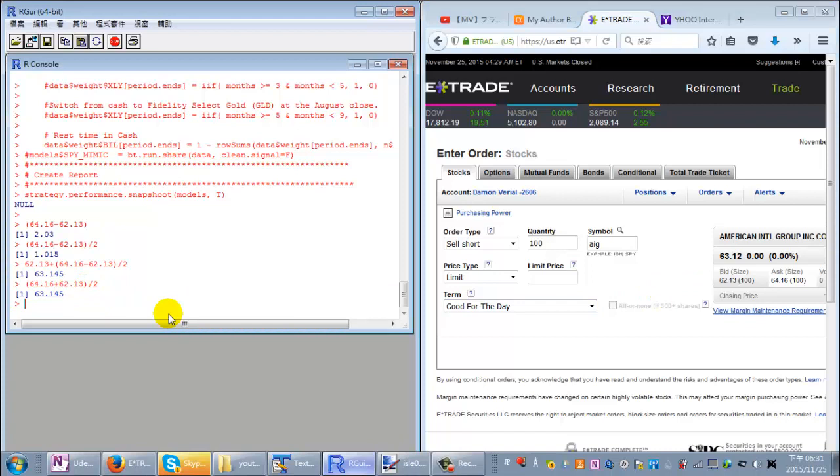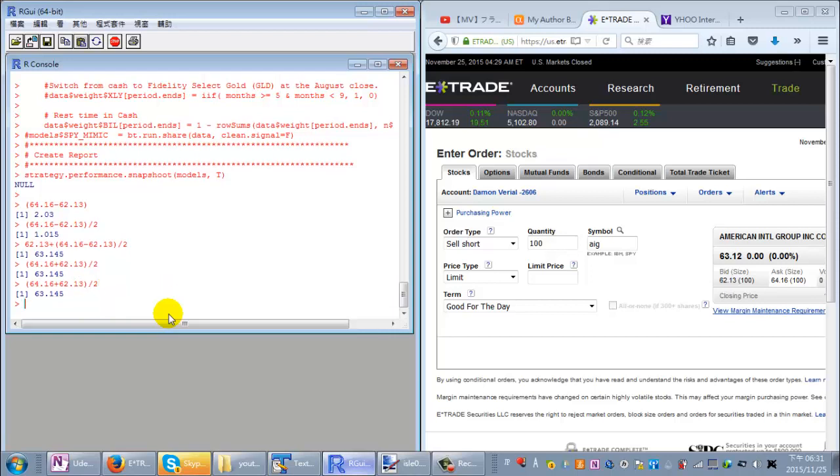Well, it looks like it changed since I've done it. Okay, oh no, it hasn't. Okay, so this is the ask price, 64.16, plus the bid price, 62.13, and then you divide it by 2, and you get the price that you should put in. Now, because we're dealing with dollars and we only have pennies, we can't go out to the third digit there. We have to round. So I'm going to round up and just say the limit price is 63.15.